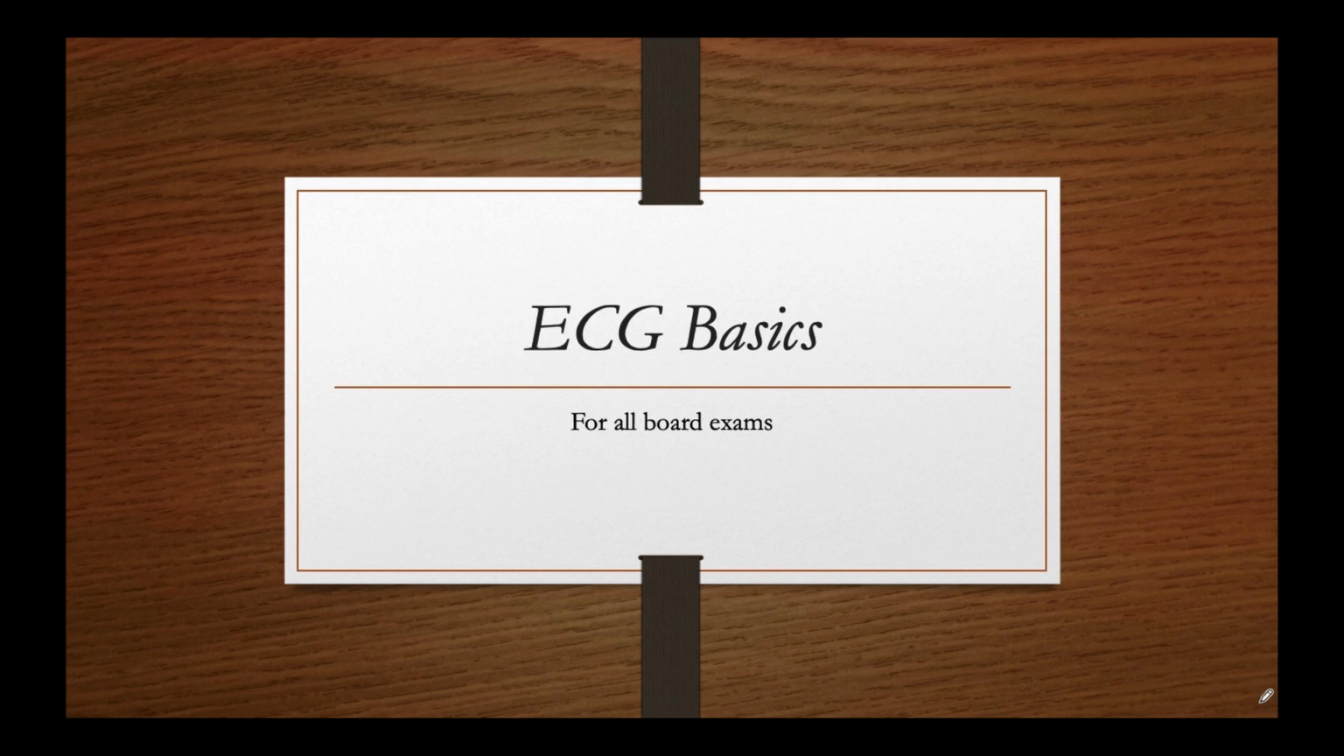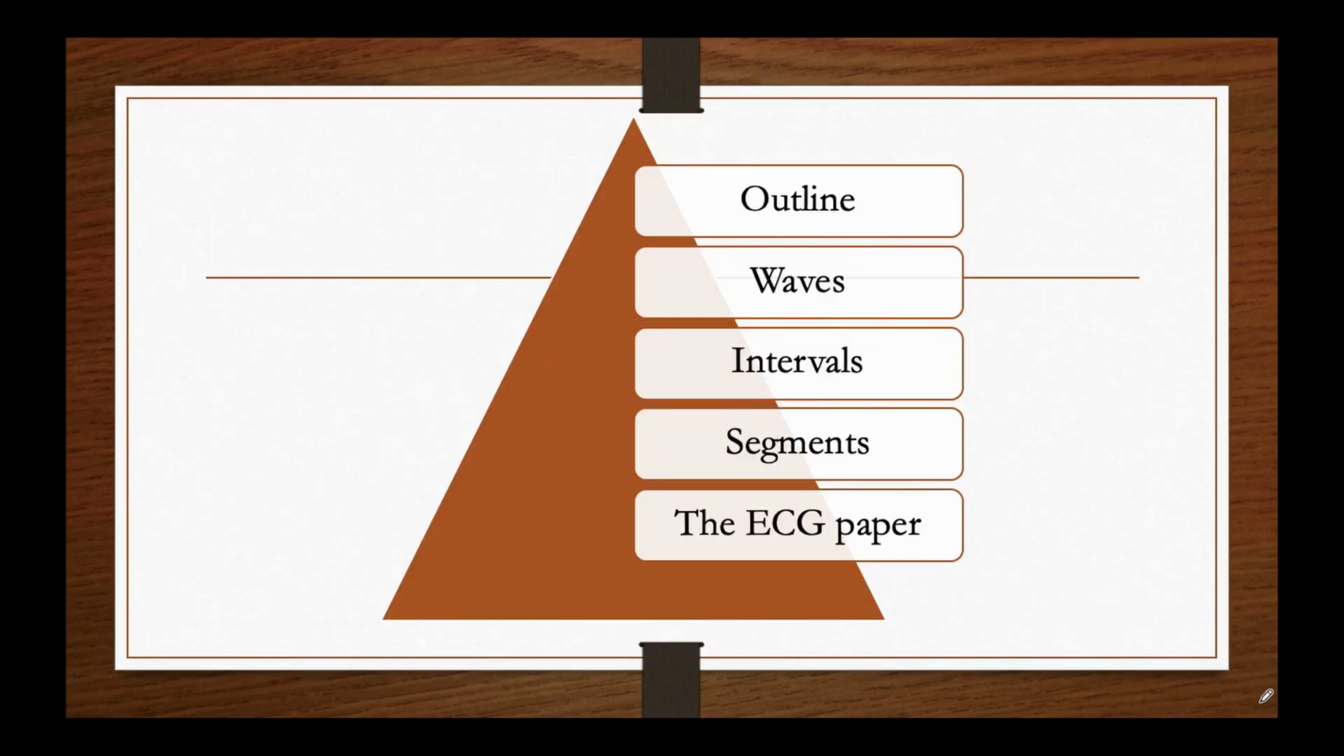As we know, the ECG is an important diagnostic tool in medicine, and as such, all clinicians must familiarize themselves with it. Today we are going to look at the normal ECG so that we will be able to distinguish it from any abnormal ECG when we find one. And so in an outline, we are going to look at the waves, the intervals, and segments, as well as a little bit on the ECG paper.